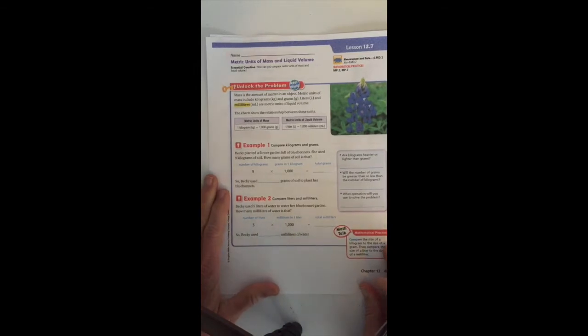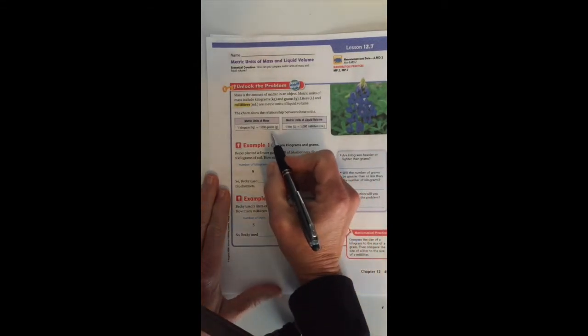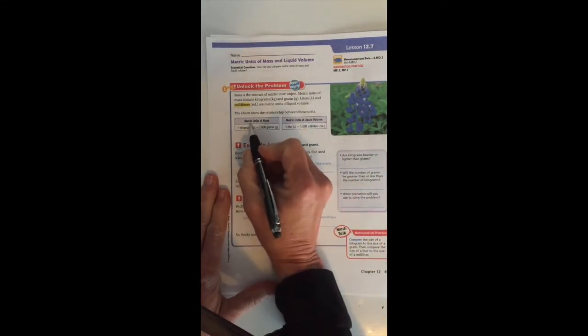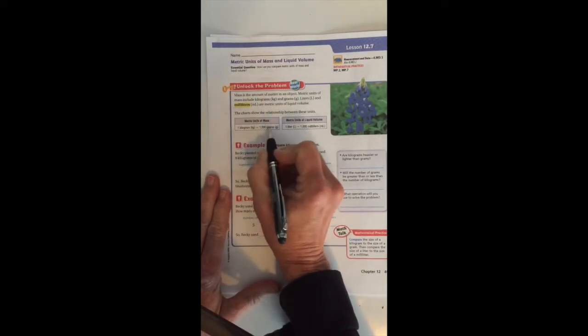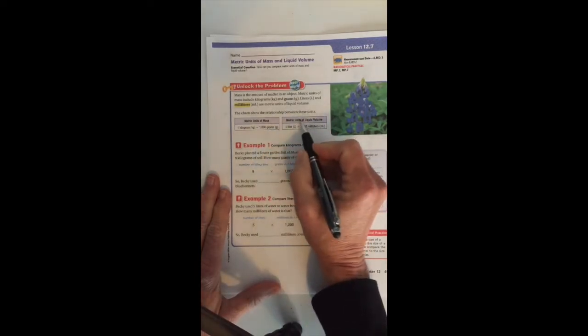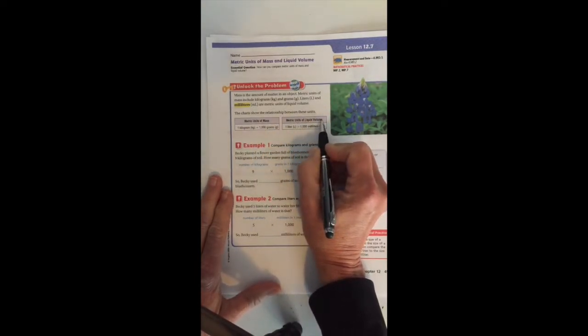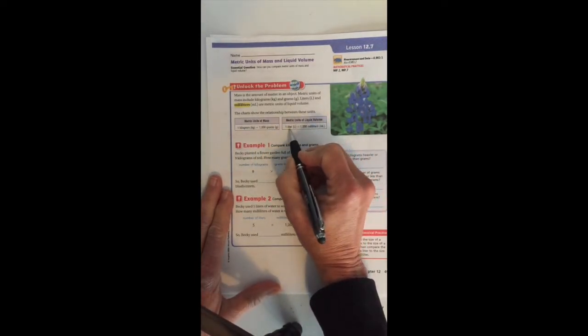So if you could open your book, please, to page 497, you can see that there are a couple of these measurement conversions that we need to know. Under the metric system, for a unit of mass, 1 kilogram is 1,000 grams, and for liquid volume or liquid capacity, 1 liter is 1,000 milliliters.